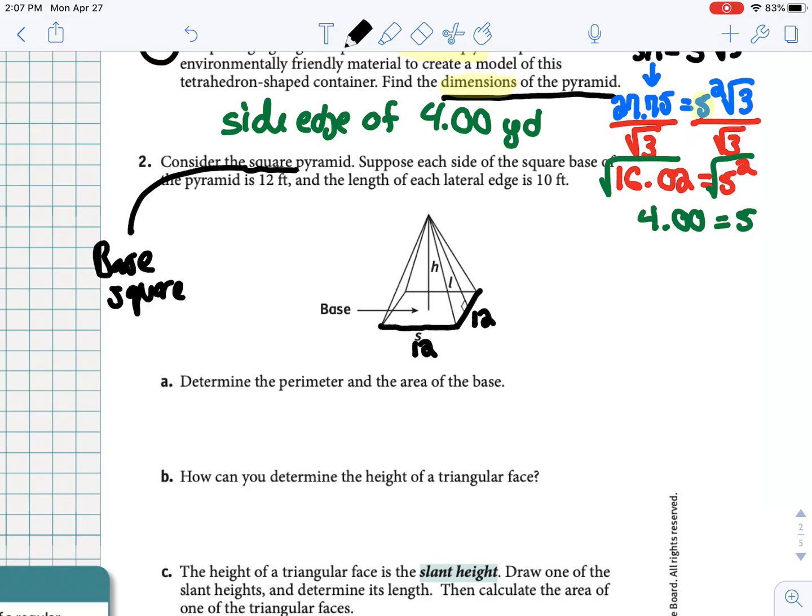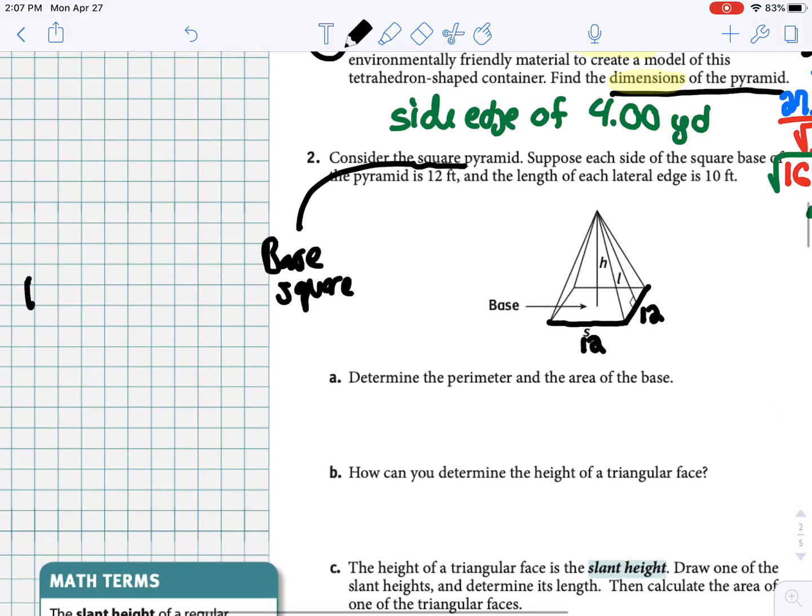It then says that the length of each lateral edge is 10 feet. Now there's a lot of information in this picture here, and that's one of the things that we need to talk about, the vocabulary associated with pyramids. When we talk about a pyramid, there's several different pieces of vocabulary we're going to refer to. Sometimes we talk about the base edge. And as it sounds, that is literally the edge of anything along the bases.